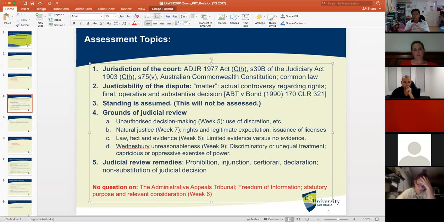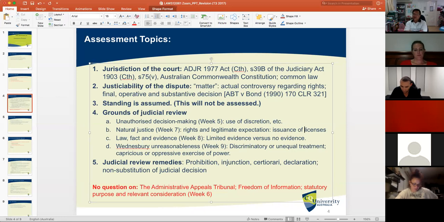If the decision was made under an enactment, look at the statutory powers of the Federal Court or the Federal Circuit Court. Look at their powers in Section 12, because these are equivalent there. Now, if the ADJR Act is not available, then you don't have a choice. You're likely to rely on Section 13B of the Judiciary Act, which limits you to prohibition, mandamus, or injunction. There is no assessment question on mandamus, but there will be questions on prohibition or injunction.